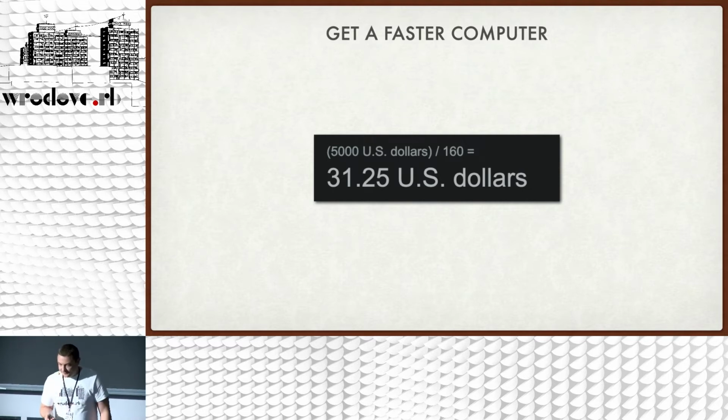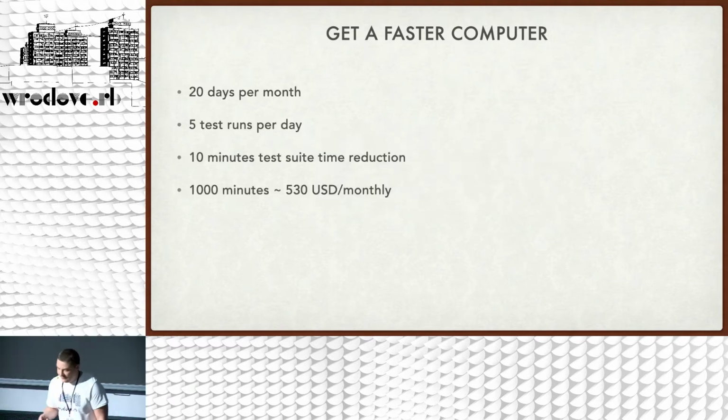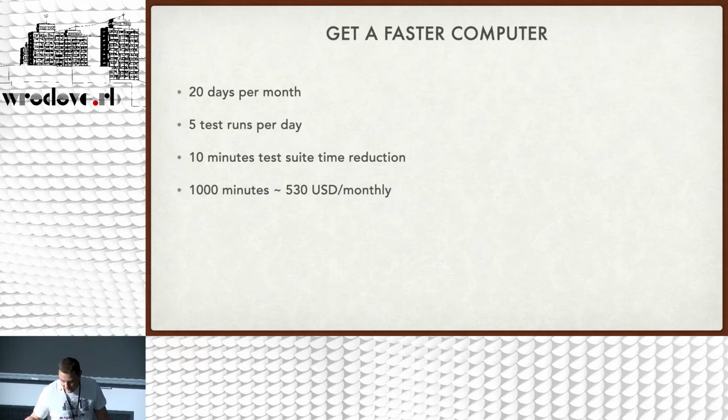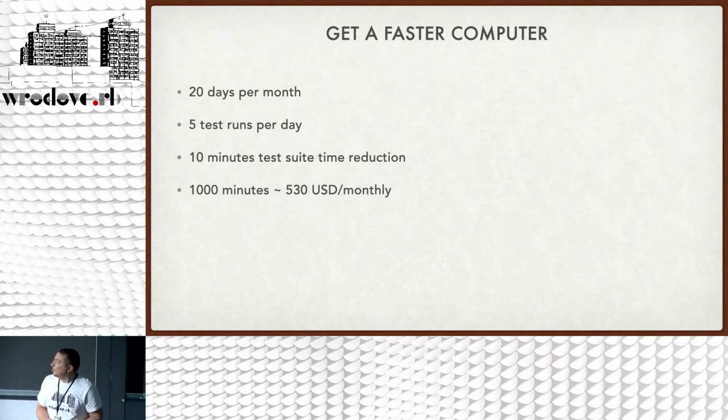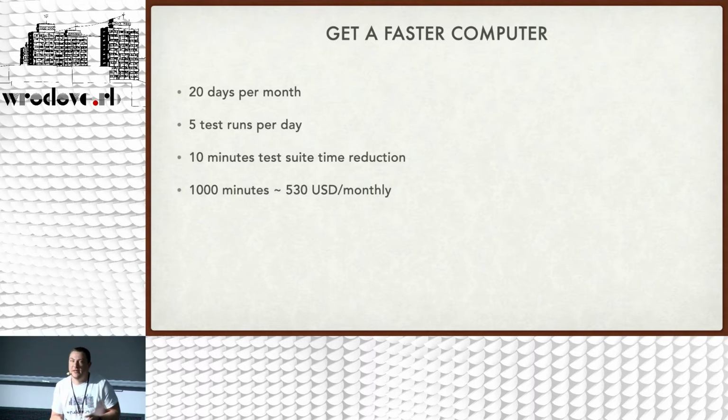Yeah, so let's say you work 20 days a month. You have 1 day off because you're already at 21 days. You run, let's say, 5 full test runs per day, and you can make them 10 minutes shorter by getting a new computer. Yeah, so a newer MacBook would be like $1,500, maybe 2,000. So it will pay for itself within 3 to 4 months.